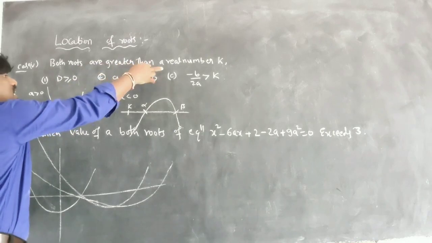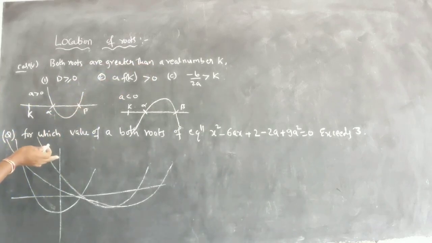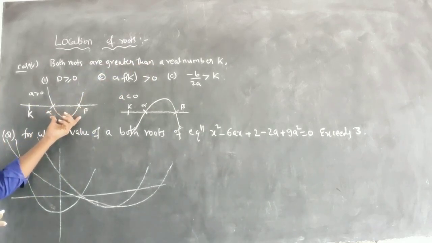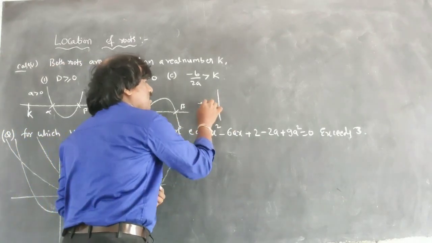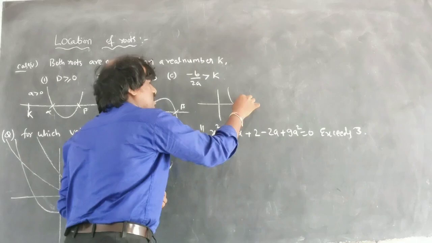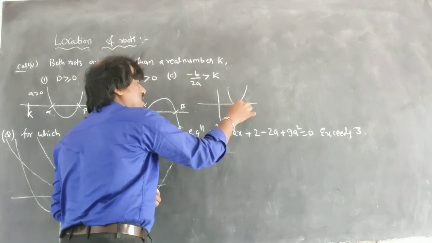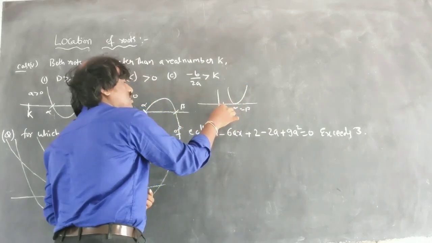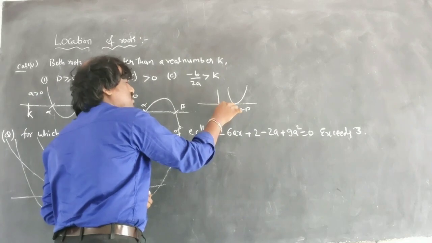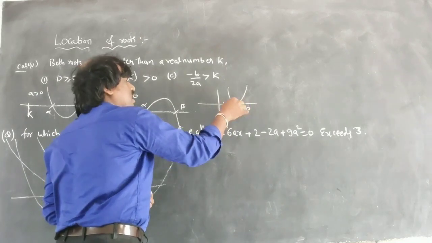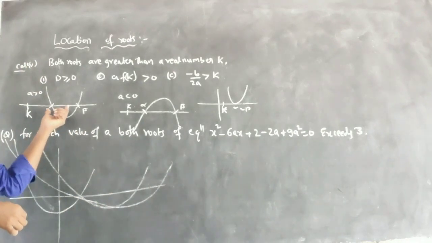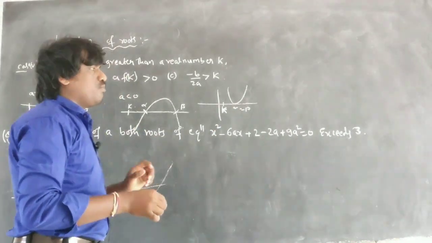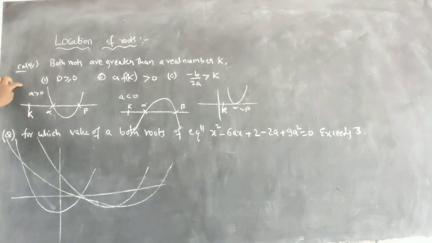If both roots are greater than k, then what situation happens? Either you get this formation, or you make it this way, like here. Alpha and beta are equal here in this case, and this is k. For a real number k, alpha and beta are greater than that. So I am getting distinct roots and equal roots, both. So the condition will be D greater than or equal to 0.